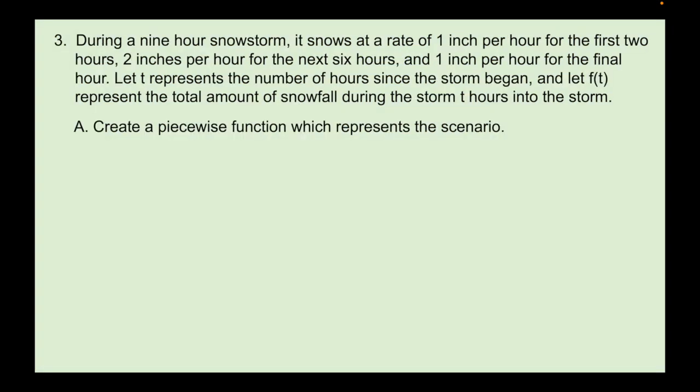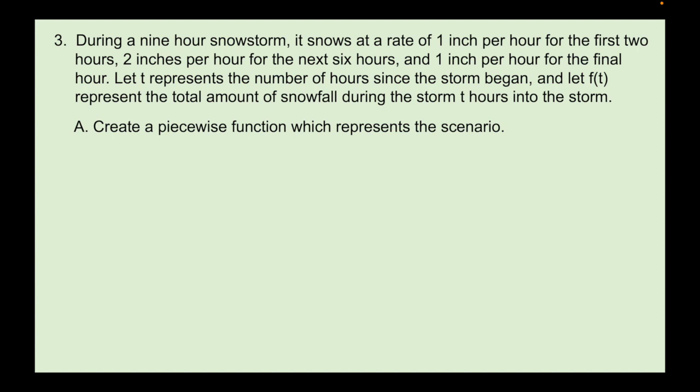In this next problem, during a 9-hour snowstorm, it snows at a rate of 1 inch per hour for the first 2 hours. And that's going to be condition number 1. Condition number 2, 2 inches per hour for the next 6 hours, and then 1 inch per hour for the final hour. So we're going to have 3 separate conditions here.